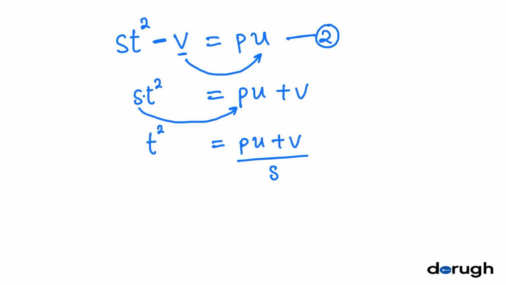Now we can get rid of the square. And how do we get rid of it? Remember, the opposite of something raised to the power is the nth root of that expression, right? So now we have T equals the square root of PU plus V all over S.